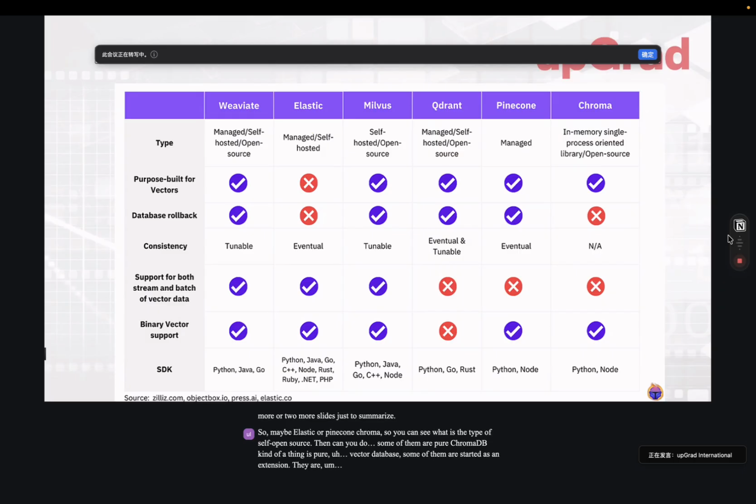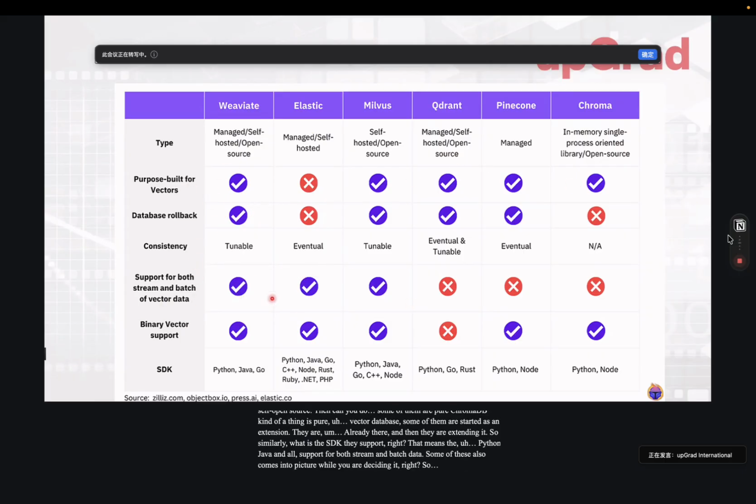Some of them started as an extension. They are already there, and then they are extending it. So similarly, what is the SDK they support, right? That means Python, Java, and all, with support for both stream and batch data. Some of these also come into the picture while you are deciding it, right?